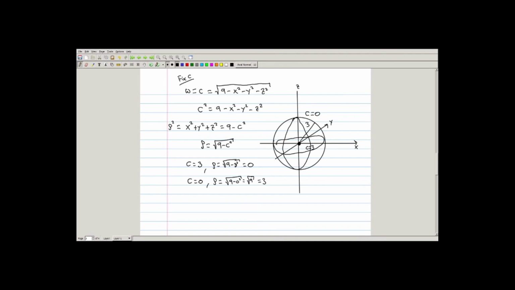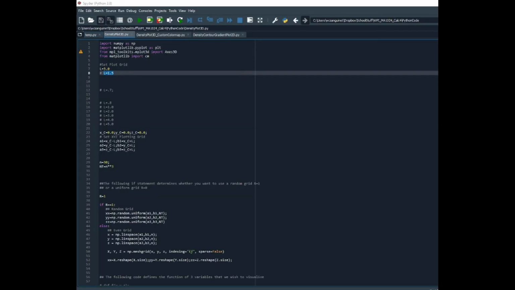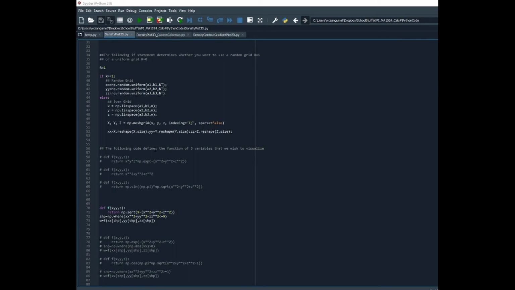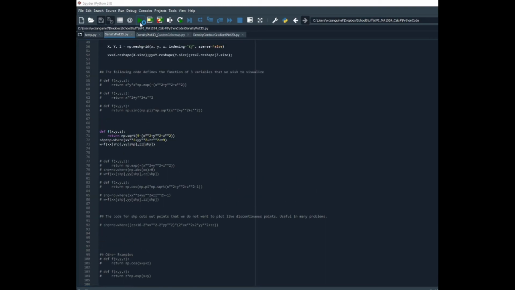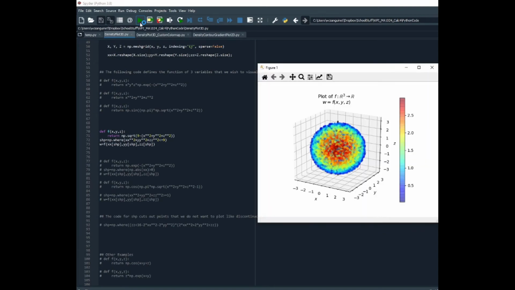So let's take a look at what this function looks like. I'll open up the Python code, and we'll run it and experiment with it a little bit to get a visualization of this function. This is the same function that we just defined, the square root of 9 minus x squared plus y squared plus z squared. And if I run the code, you see that very clearly the level surfaces of this function appear to be spherical.